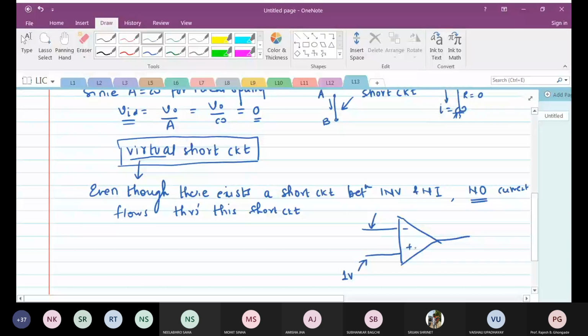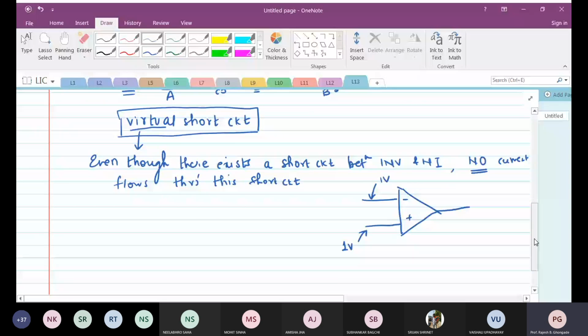Guys, because of the virtual short circuit, this also will be 1 volt. But it is not going to happen directly like that. We are going to see how it happens actually. Okay.